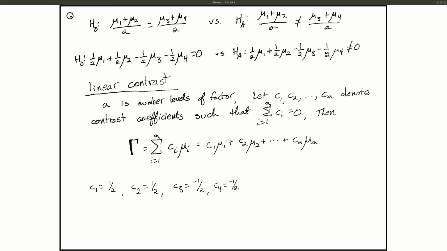Now, not shown up above, there is also our C5, the fifth contrast coefficient. We have 5 means in our case here, and the fifth contrast coefficient is 0. And that's why we have no mu sub 5 here, because that's not a part of our hypothesis of interest. So its coefficient is 0. Also note that these contrast coefficients sum to 0, and so they're valid contrast coefficients. 1/2 plus 1/2 minus 1/2 minus 1/2 gives us 0.